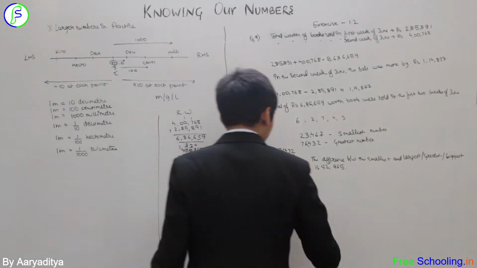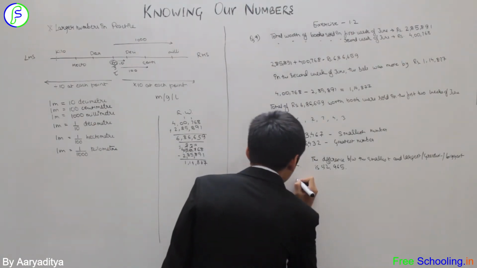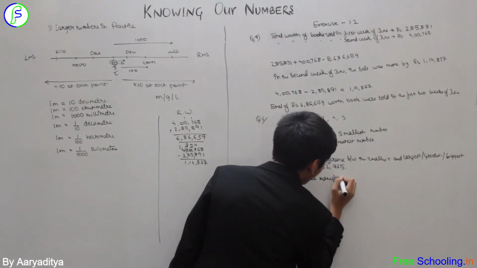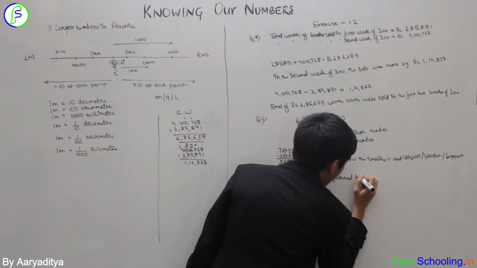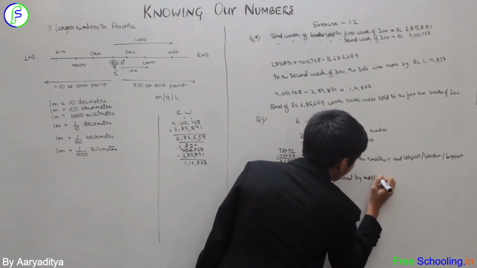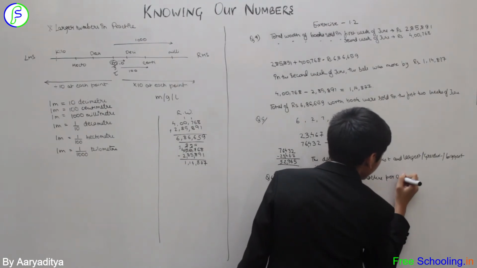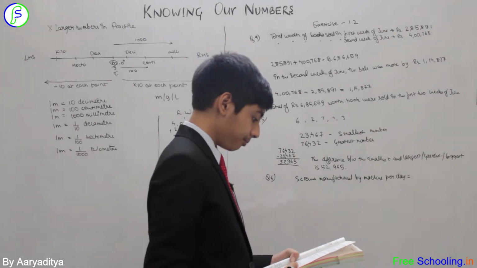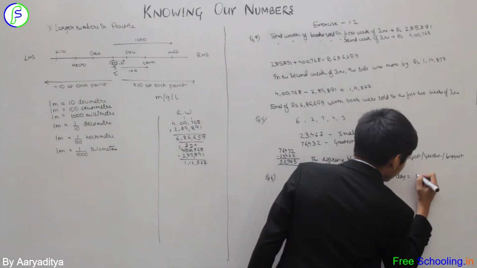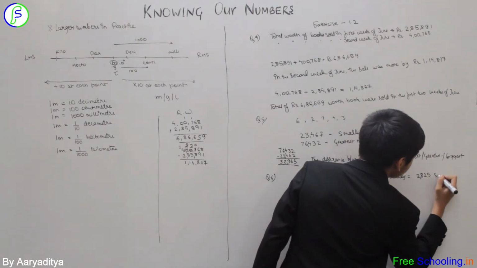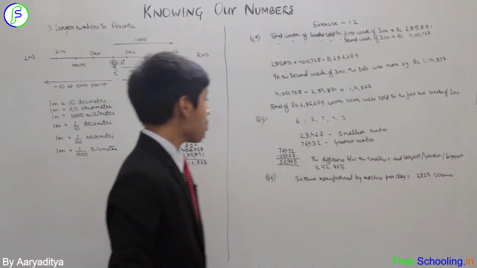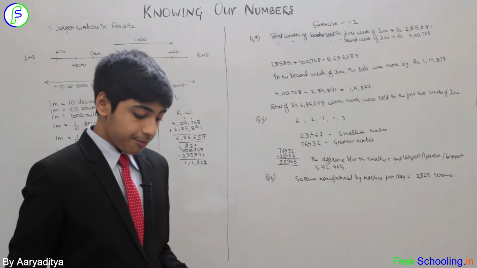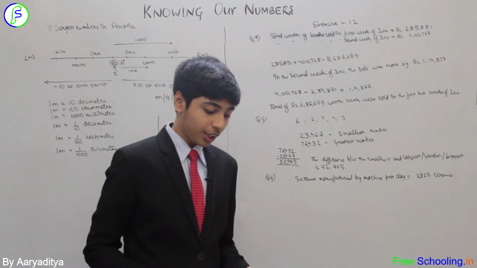So how many screws are manufactured per day? So screws manufactured by machine per day is equal to how many are given? Okay, so 2825 screws, 2825 screws. Okay, so now here comes the trick. It says how many screws did it produce in the month of January 2006?